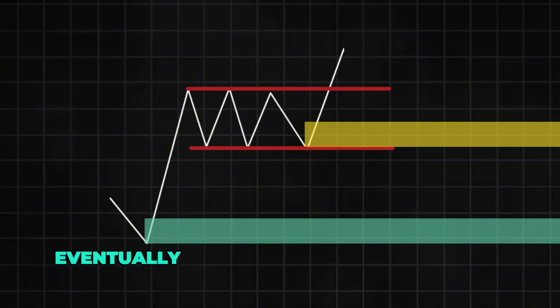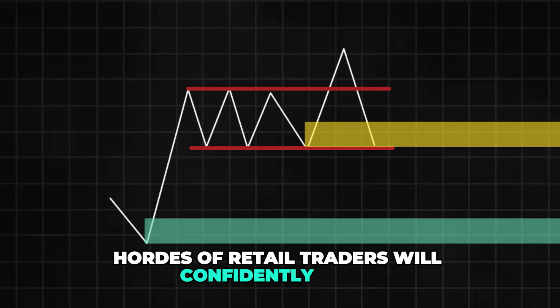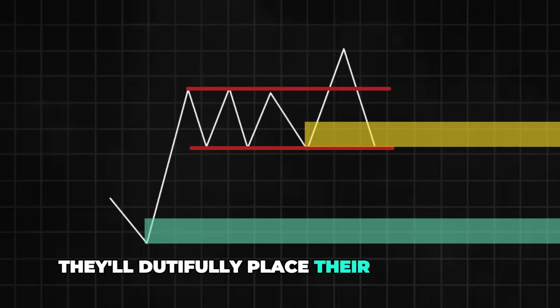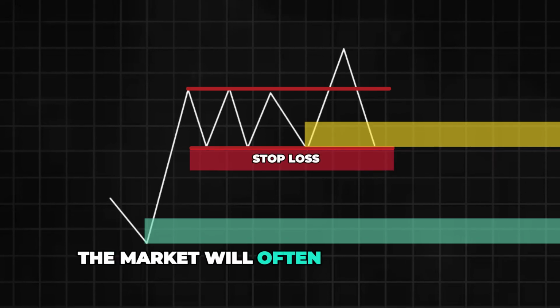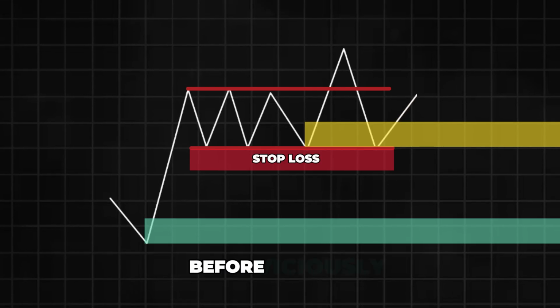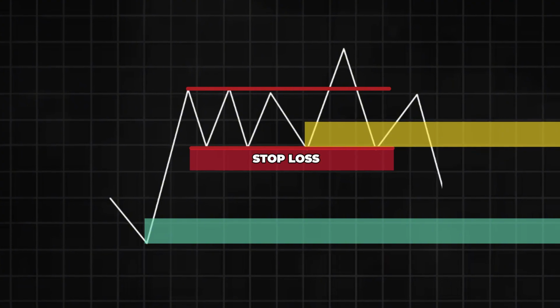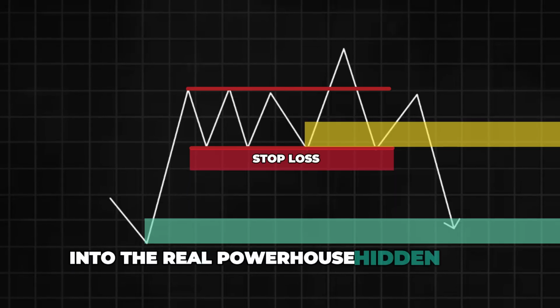As the price eventually drips back down to test this area, hordes of retail traders will confidently enter, convinced they've found a strong support zone. They'll dutifully place their stop losses just a few pixels below that flat floor. The market will often throw them a bone with a tiny, hopeful green candle bouncing upward before viciously turning around to smash through the floor, sweeping all that liquidity. The price plummets through this inducement zone and drives straight into the real powerhouse hidden just beneath it.